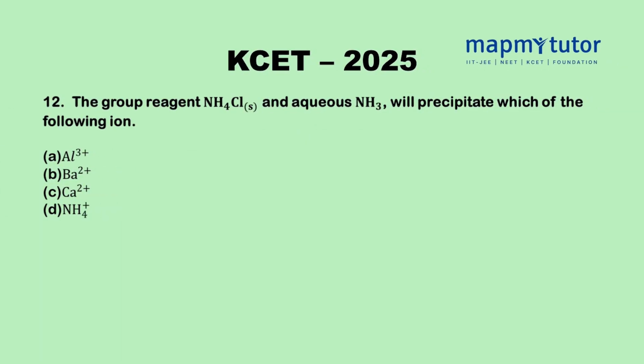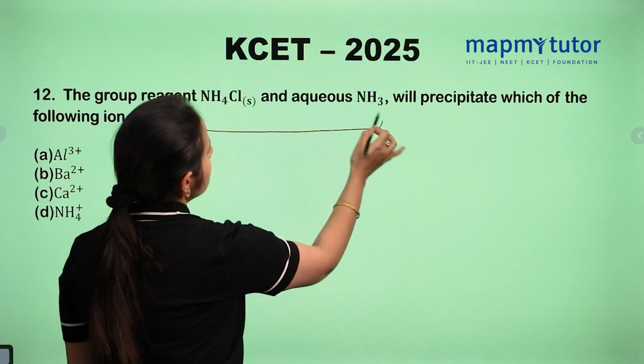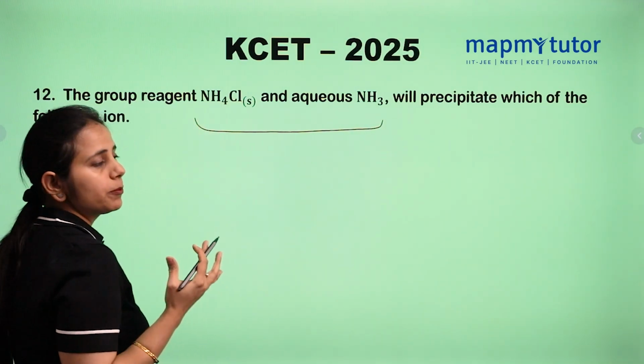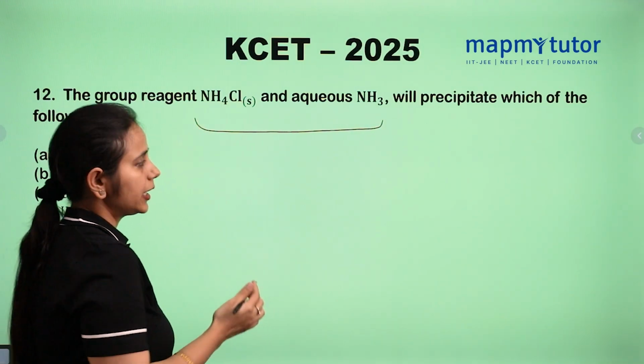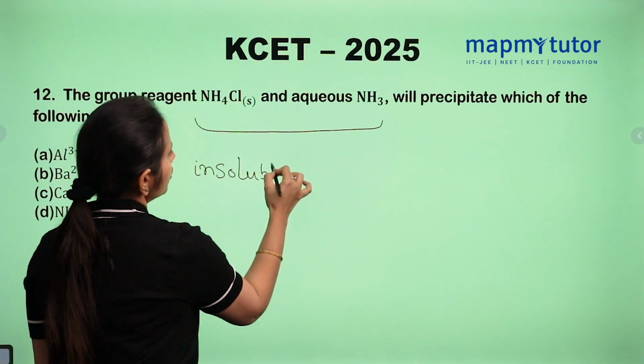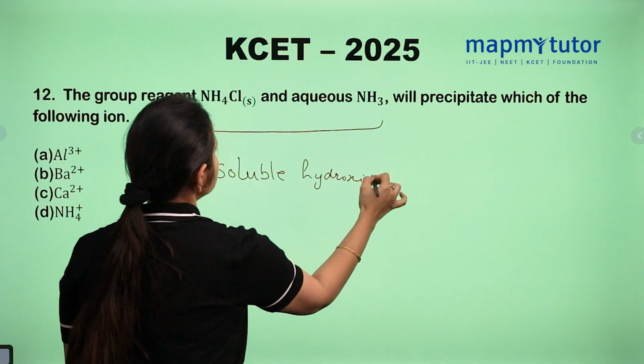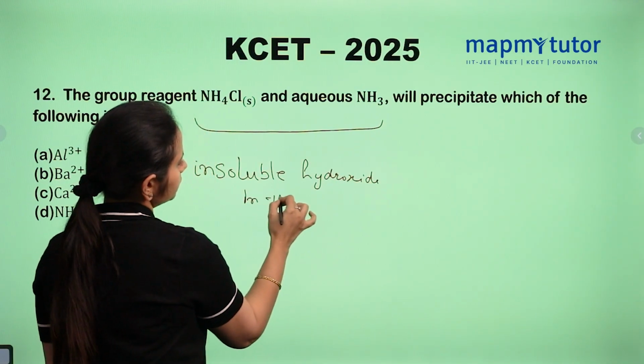The group reagent NH4Cl and aqueous ammonia will precipitate which of the following ions? This is known as the group reagent NH4Cl and aqueous ammonia, and they will usually precipitate insoluble hydroxides in the basic medium.